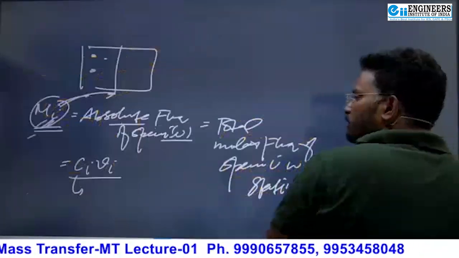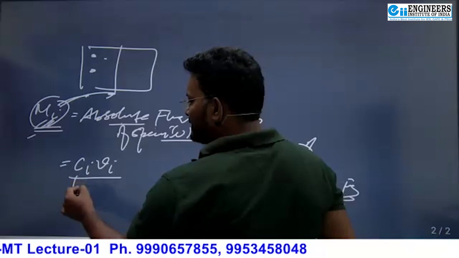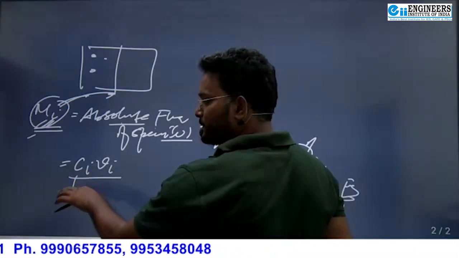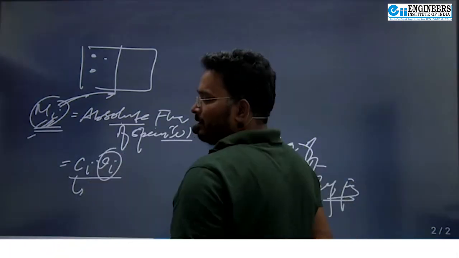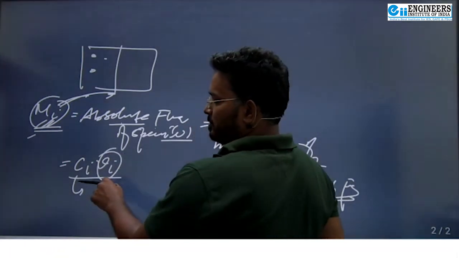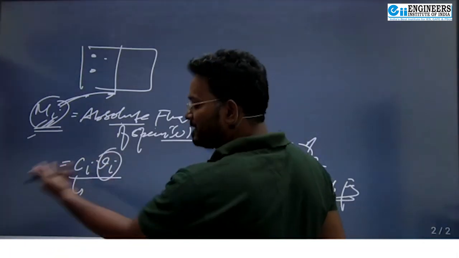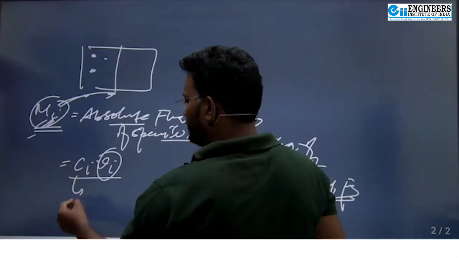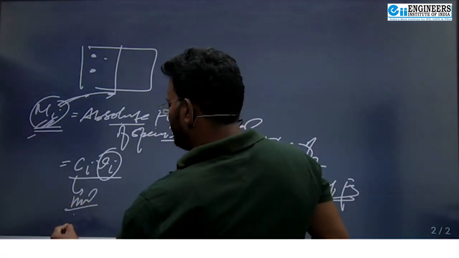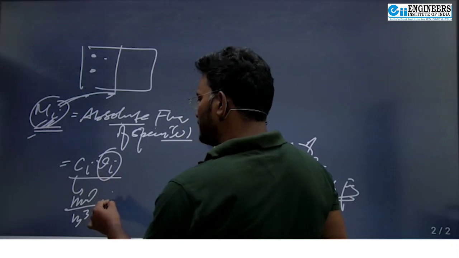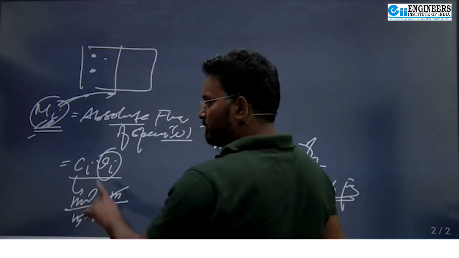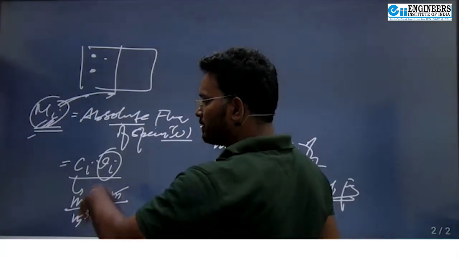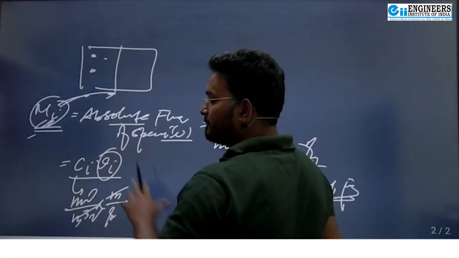Bolo. So Ni equal to Ci into Vi. Ci is the concentration of species I in a given region, and Vi is the absolute velocity of all species I, all species A in the previous example. And you can check the unit here. It is mole per meter cube, and this is meter per second. Mole per meter square per second is called flux. तो concentration into velocity will give the flux.